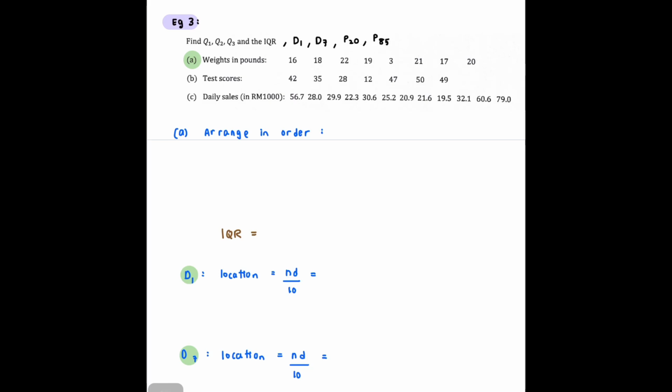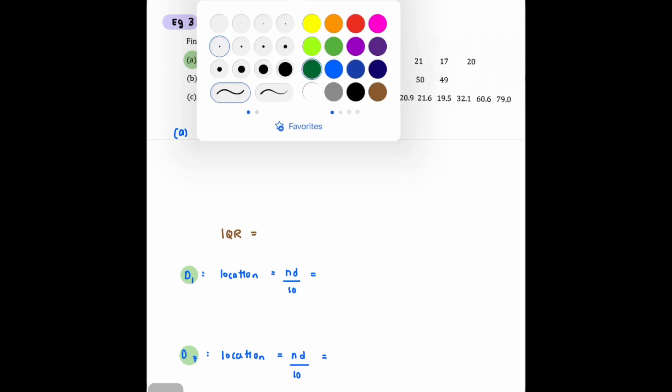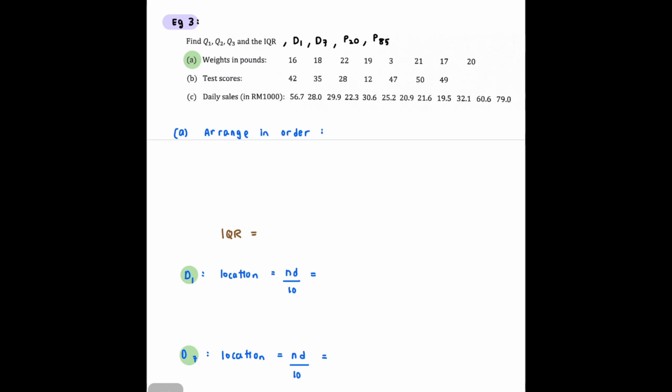So the first step is, if you have the raw data from the question, make sure you arrange in order first. So how to arrange in order? Starting from the lowest to the highest value. So the lowest here will be 3, followed by 16, 17, 18, 19, 20, 21 and 22. Okay. So you have how many raw data? 1, 2, 3, 4, 5, 6, 7, 8. So you have 8 raw data.